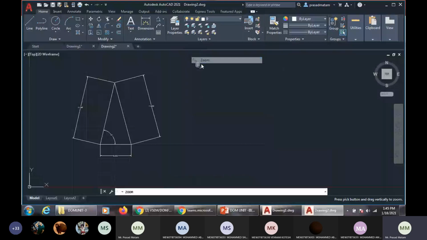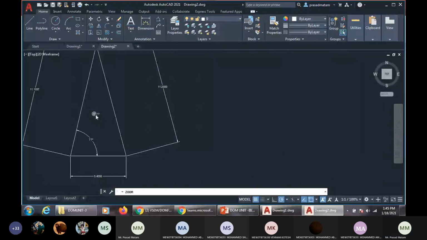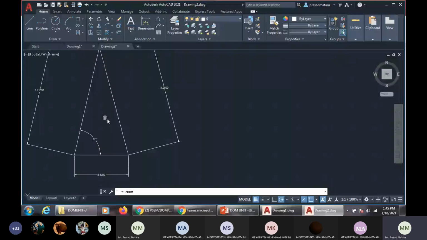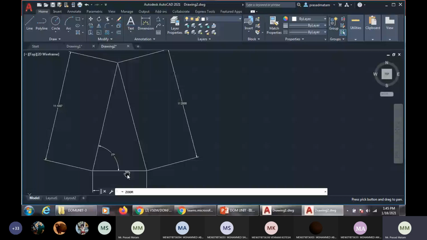Are you able to see this, dear students? Hello? The students, are you able to see this? This is for plane B, this is for plane C, and this is for plane D, the closing side of the polygon. Okay, let me give the text here so that we know easily.